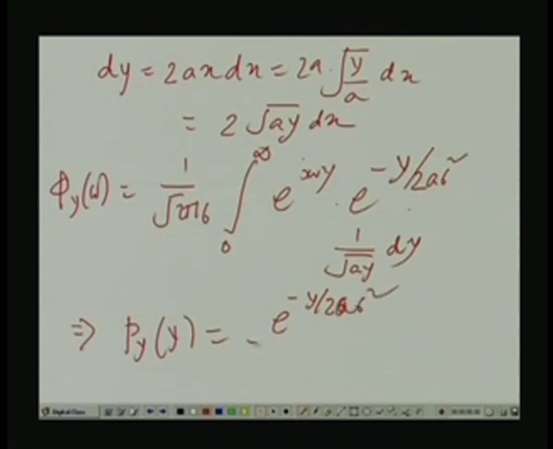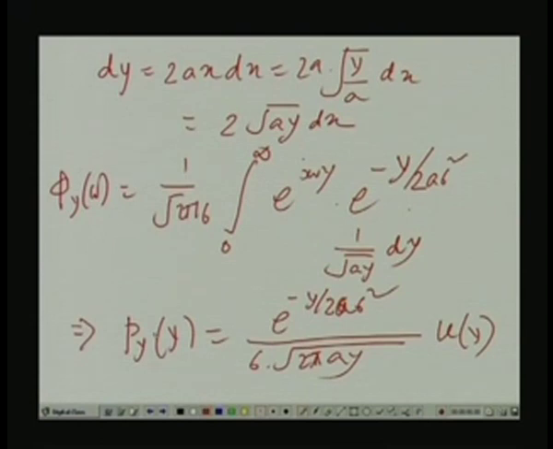Sigma square, root 2 pi a y. And of course, this is on the positive side, u y. U y obviously, whether x takes negative or positive, y can always take only positive values. So, for any negative value of y, the corresponding probability is 0 because it just cannot take place.